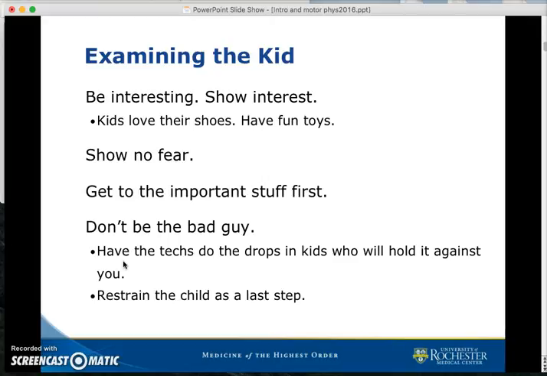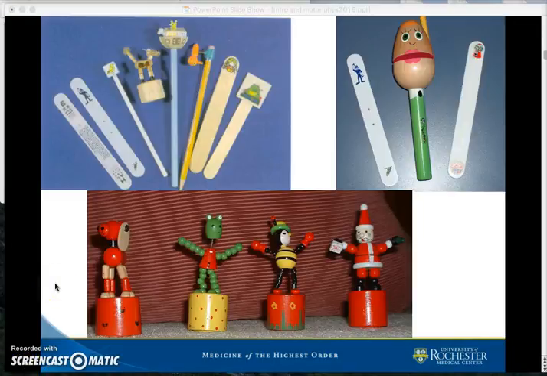And then don't be the bad guy. If you have to resist or restrain the patient, use it as the last step. Get everything else done first. If you have technicians, have them do the drops so the kids won't hold it against you. So here are some examples of just the toys we have in the office. Have something fun in your pocket or on the desk to play with the kids.